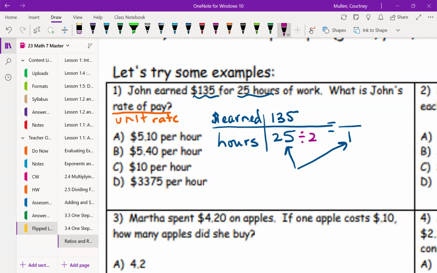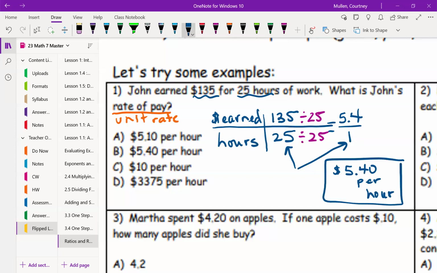So what do I need to divide 25 by to make it become 1? 25. So whatever I divide the denominator by to make that a unit rate, I would divide the numerator as well. And here's where your calculator comes in. Divide 135 by 25 in your calculator, and you'll see that we get 5.4. But again, we're talking about money. So how much money is this? Yeah, it's $5.40 per what? Per hour. And so there's your unit rate, leading us to choice B.